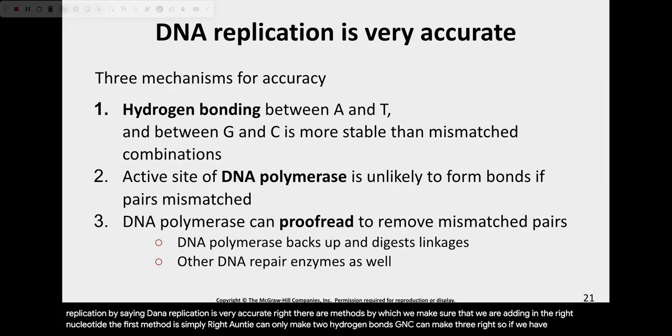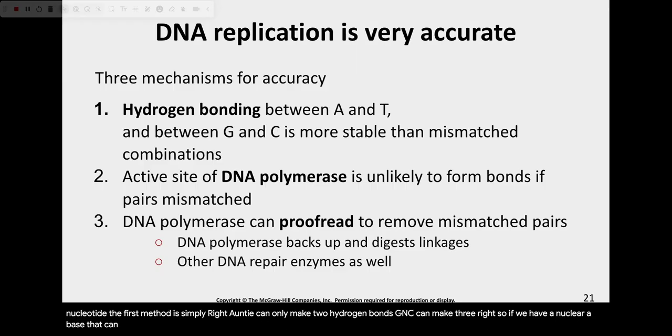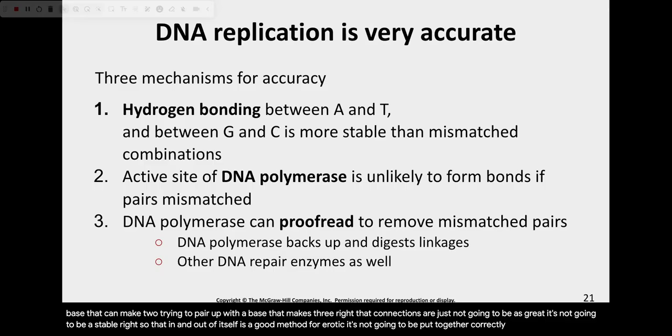So if we have a base that can make 2 trying to pair up with a base that makes 3, that connection is just not going to be as great. It's not going to be as stable. So that in and of itself is a good method for error checking. It's not going to be put together correctly.